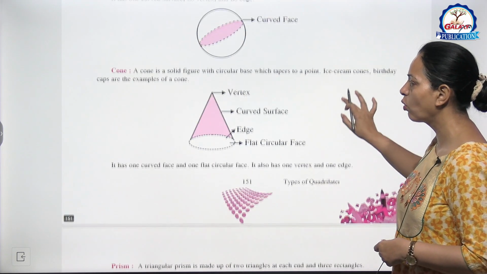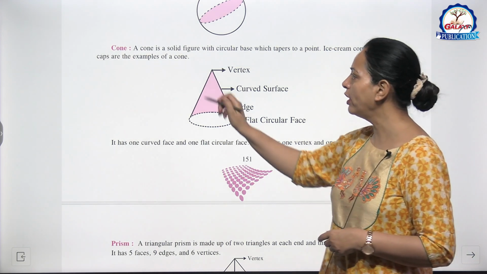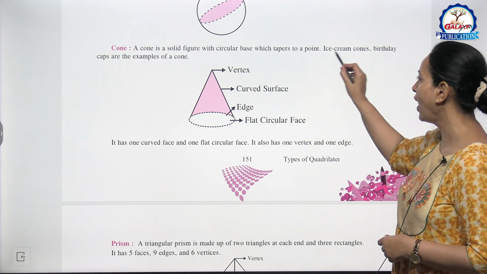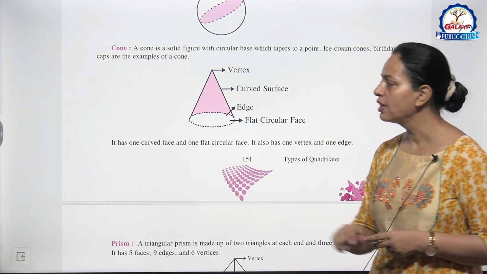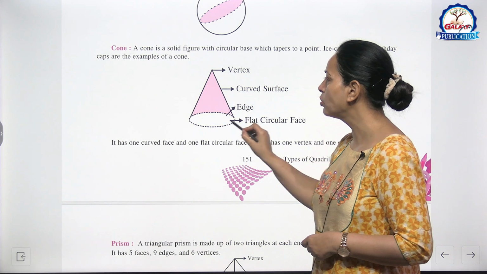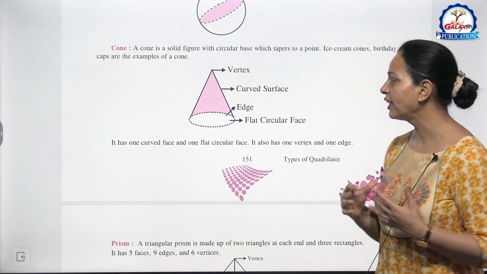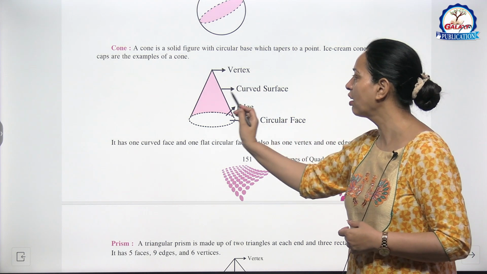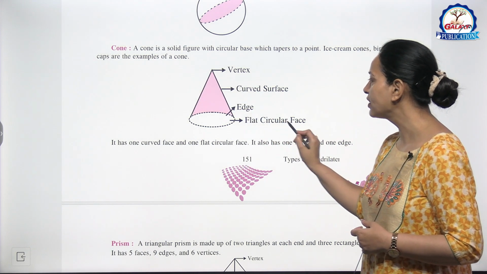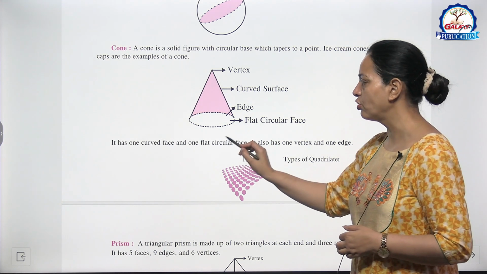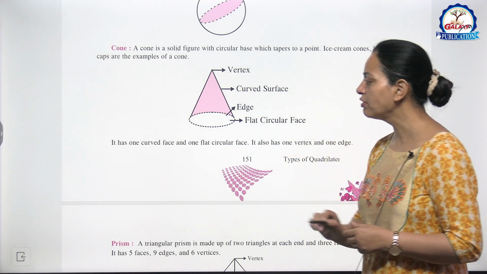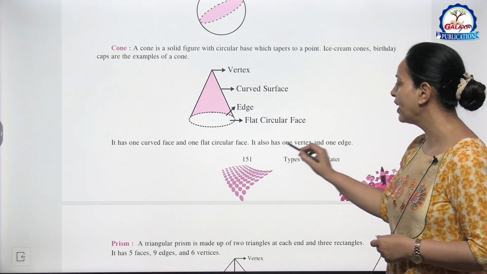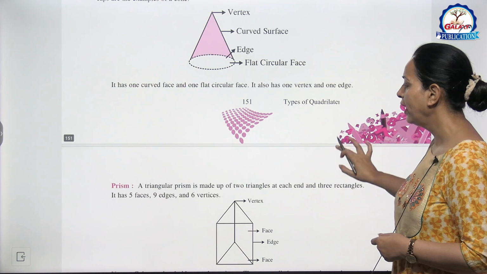The next is cone. A cone is a solid figure with circular base which tapers to a point. Ice cream cones, birthday caps, these all are the examples of a cone. You have seen ice cream cone and birthday cap. This is the vertex, this is the curved surface, this is the flat circular face and edge. Okay, so it has one curved surface and one flat circular face and it has one vertex and one edge.